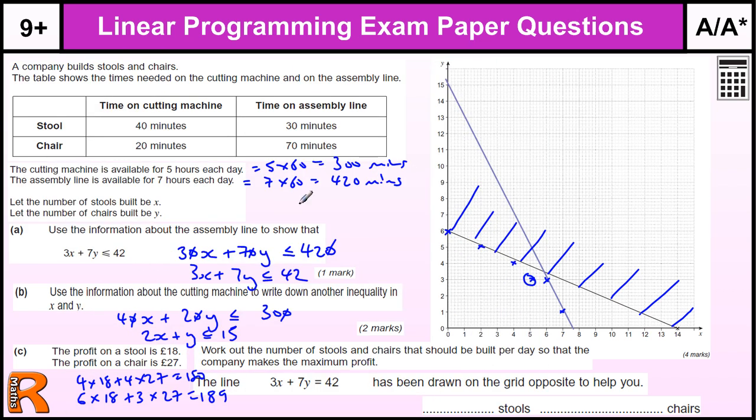And then maybe the 7 and 1. The 7 and 1 is going to give you 7 18s and 1 27, which is clearly not going to work. So that gives you 6 stools and 3 chairs is the best. £189. There we go, 4 examples of linear programming at GCSE A, A star level.